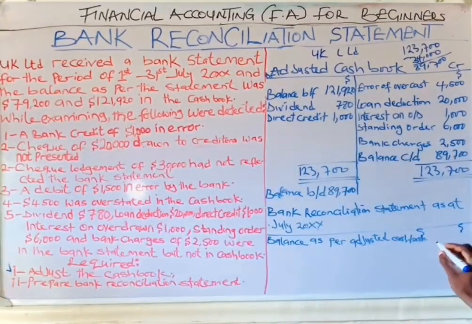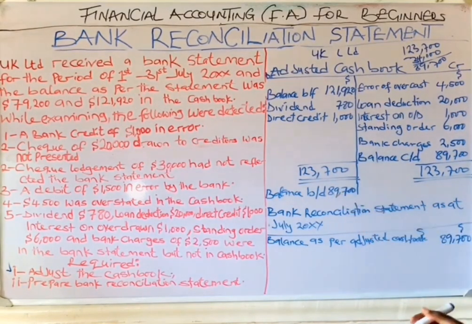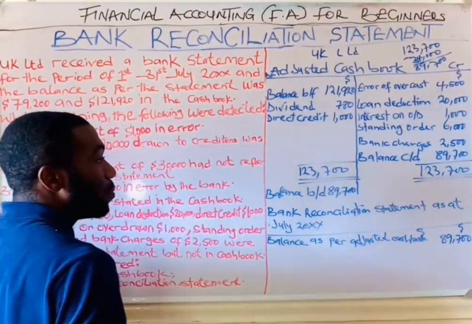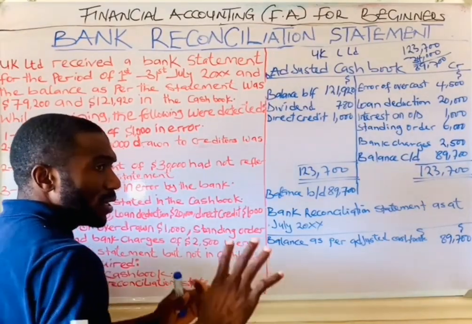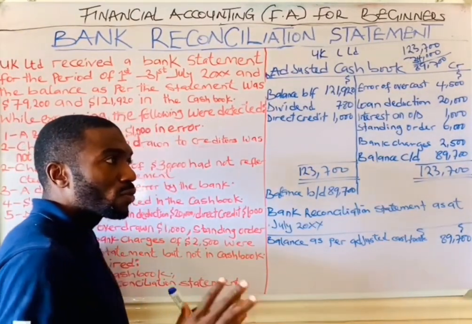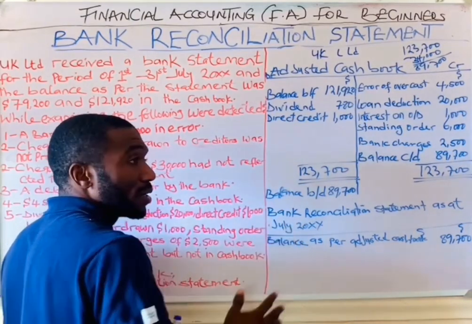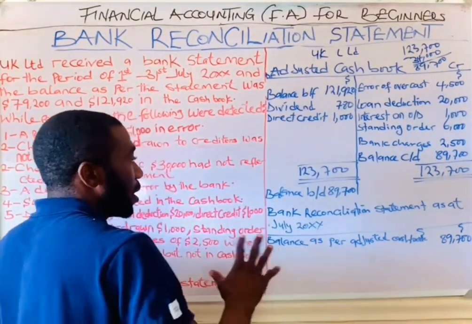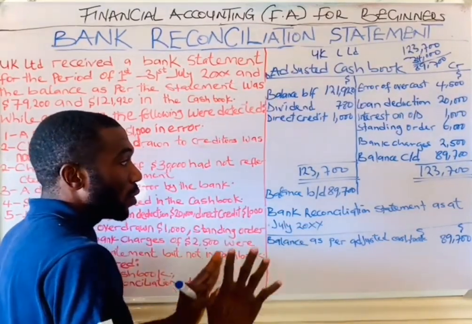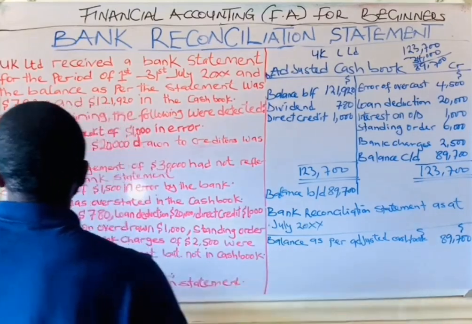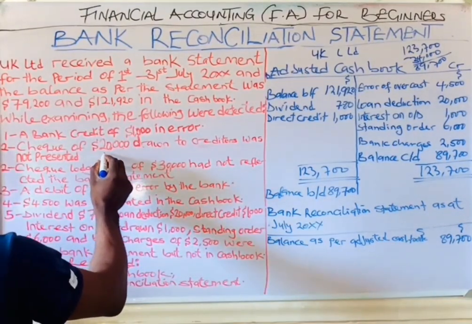Now, it's 89,700 as per adjusted cash book. So, you are going to add unpresented cheque. I've already explained this. For you to get this, you go back to my last video for detail of how to prepare your bank reconciliation statement. We're just fixing the figures because we already know the format. Now, you're going to add unpresented cheque, and this is our unpresented cheque.